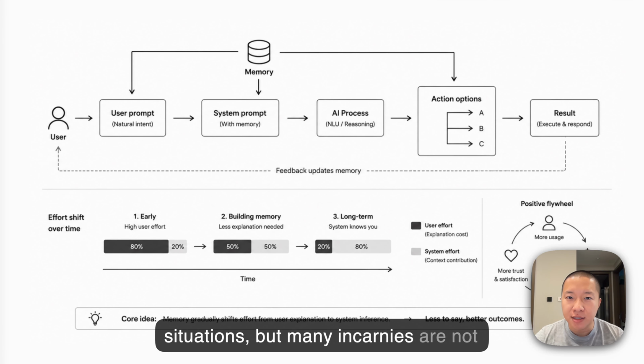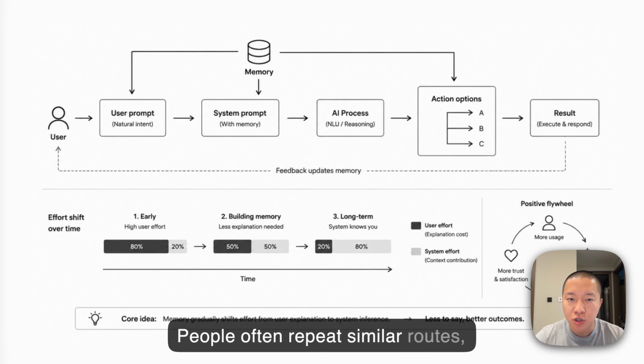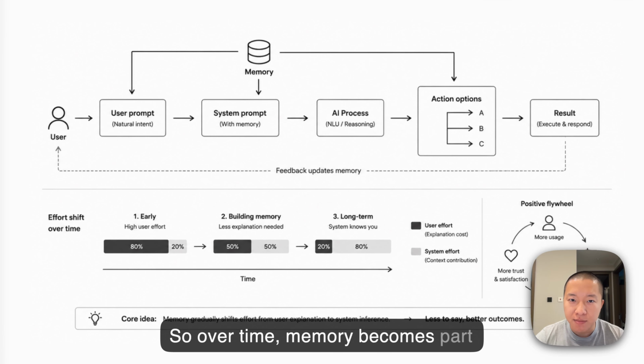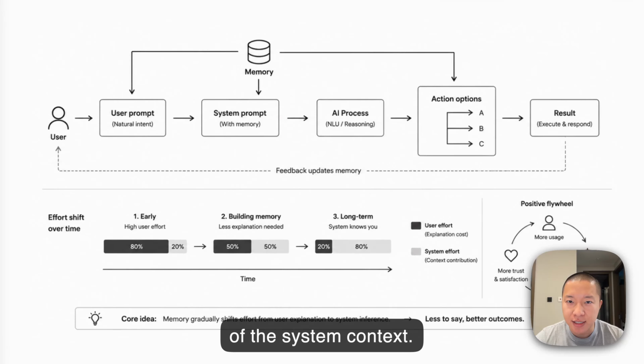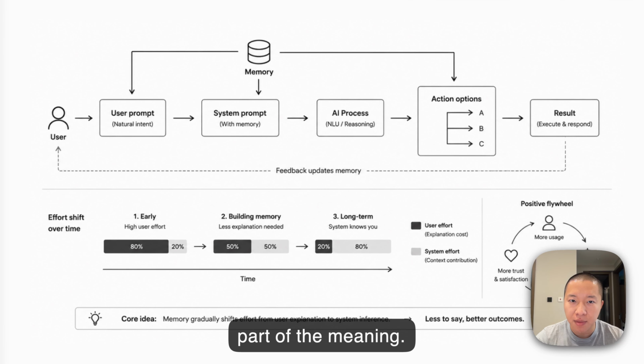But many in-car needs are not random. People often repeat similar routes. They use similar climate settings. They listen to familiar music. They also have stable habits around navigation, seat position, and tolerance for system behavior. So over time, memory becomes part of the system context. The user prompt becomes shorter because the system already carries part of the meaning.